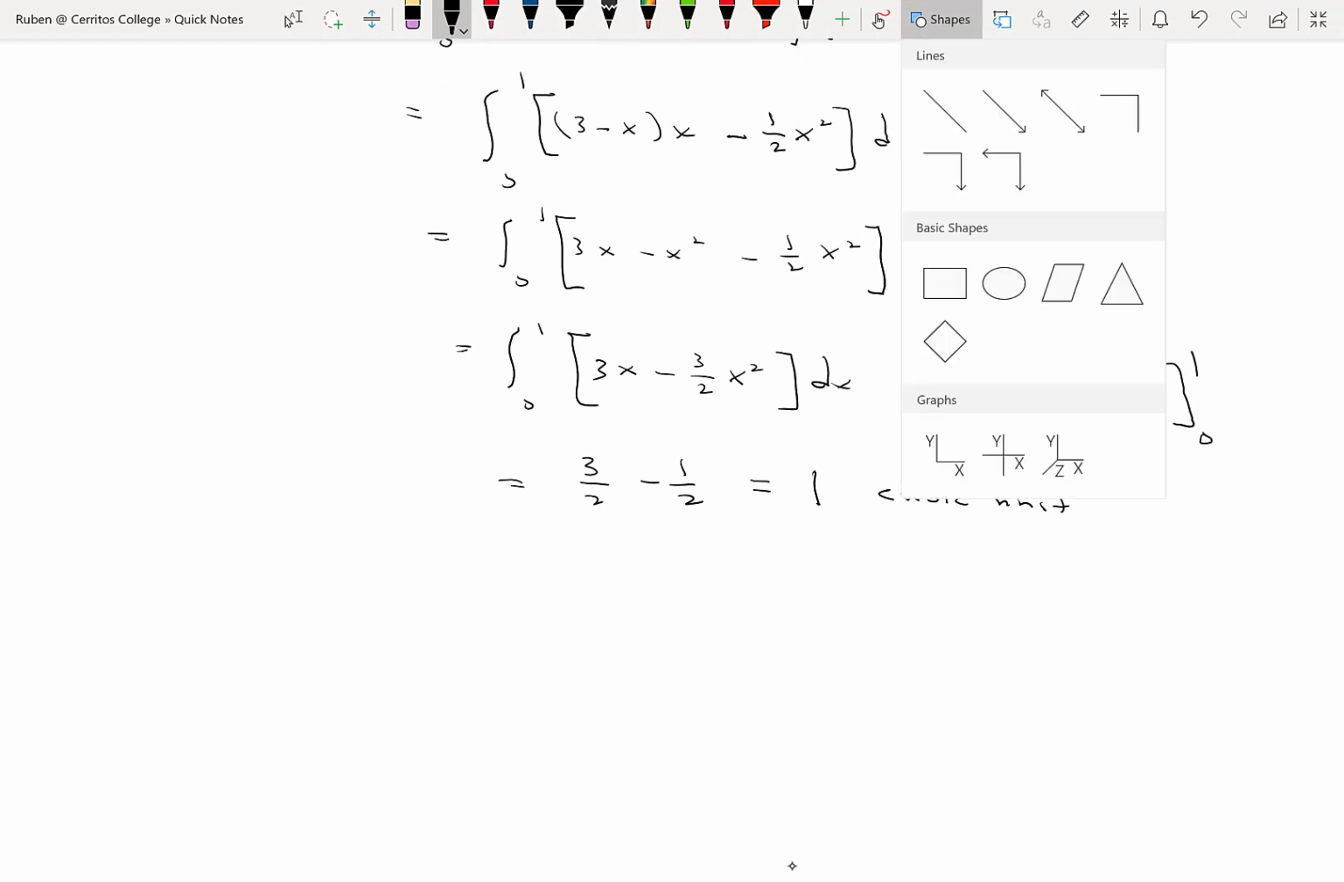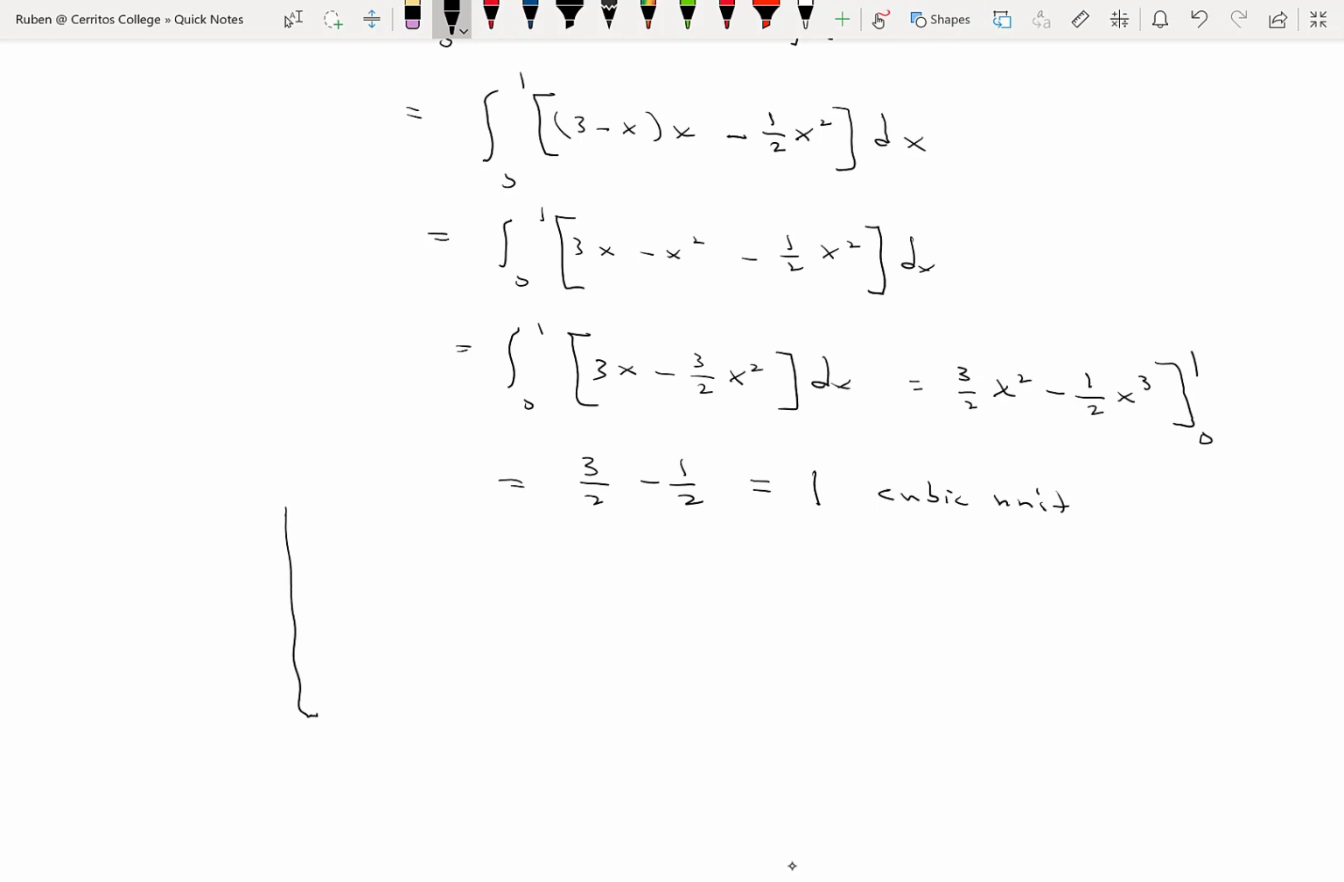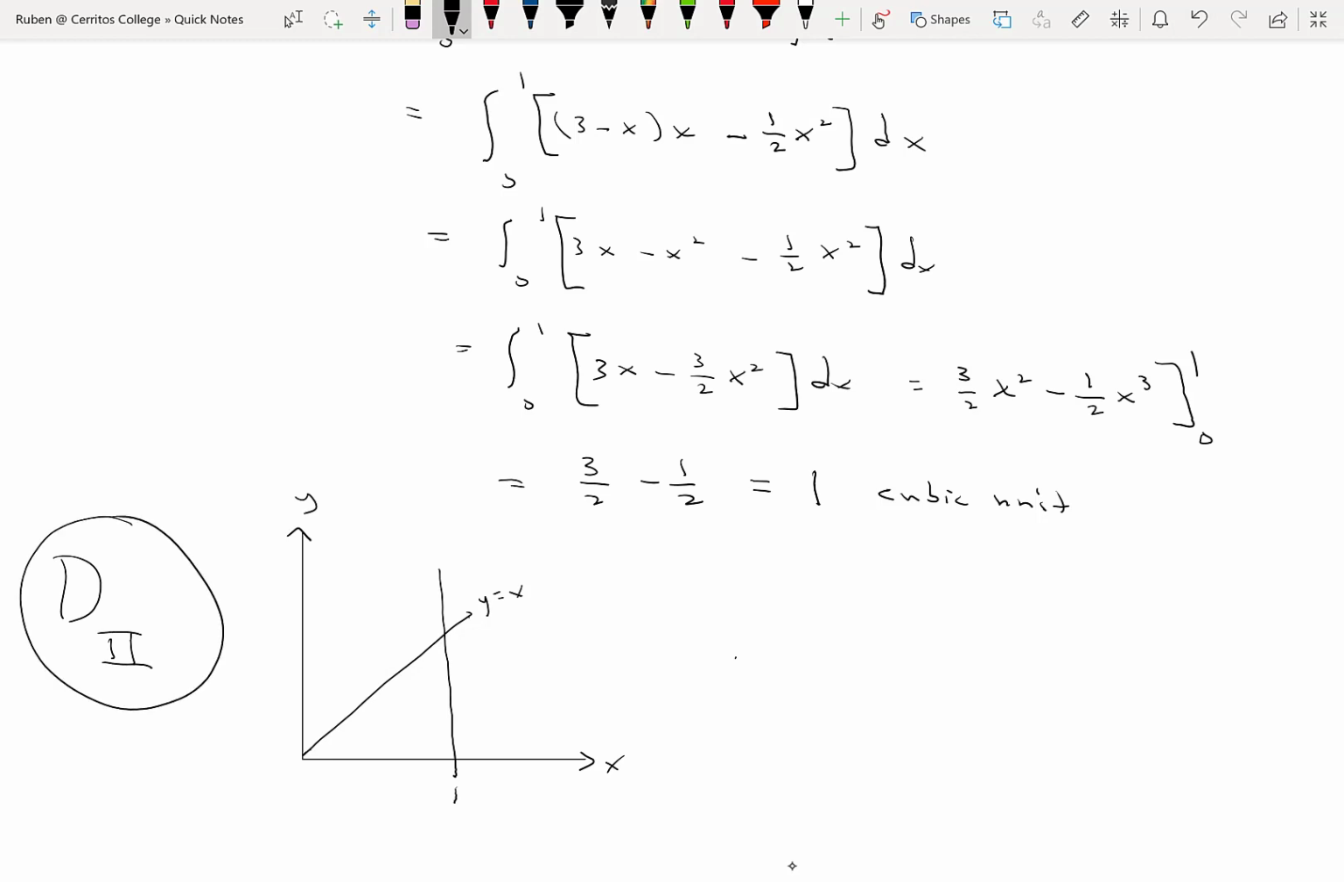Now, in order to do that, it'd be a good idea for me to have our region pictured. So let me get a quick picture of that. So here's y equals x. Here's x equals 1. I want to reinterpret this region just to practice with setting up limits of integration for double integrals or iterated integrals. A type Roman numeral 2 region has a function of y on the left, x equals a function of y on the left, and x equals a function of y on the right.